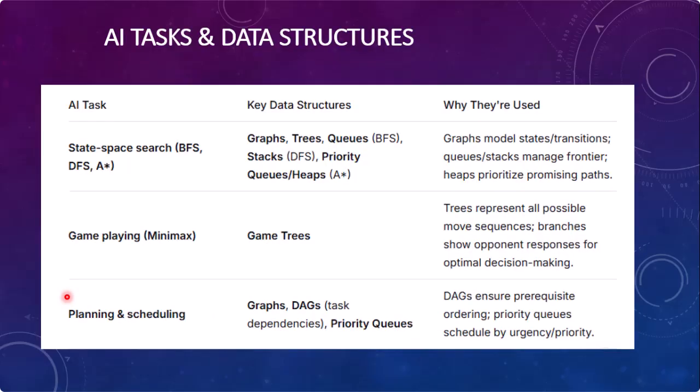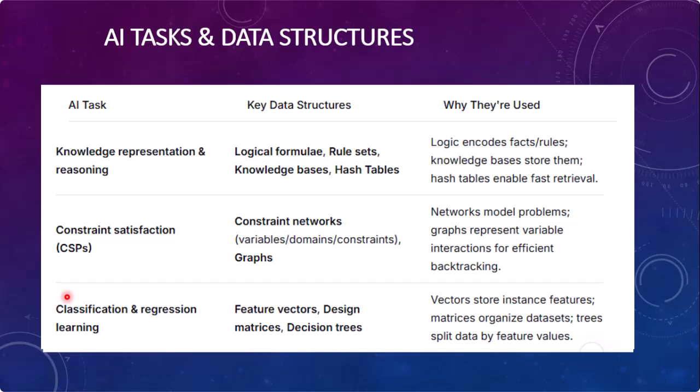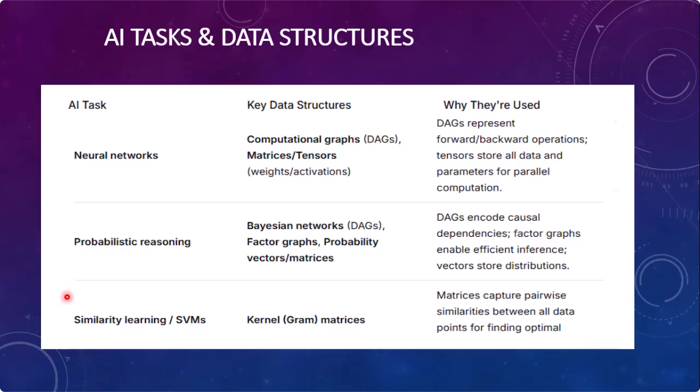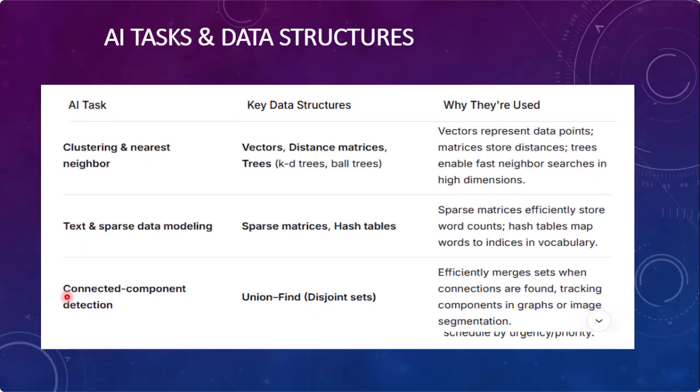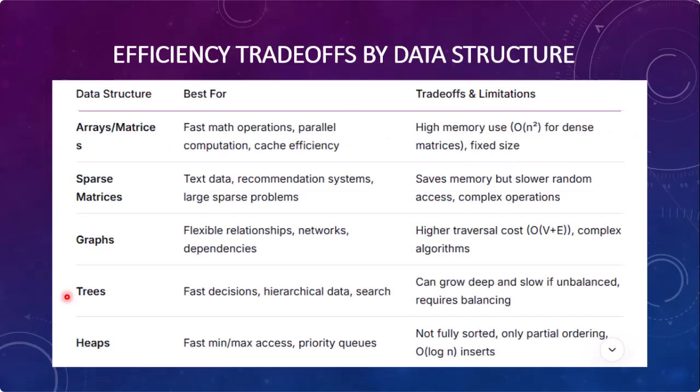Now let's look at AI tasks and data structures. For search, we use trees and graphs. For machine learning, we use tensors and matrices. For reasoning, we use logic and rules, and so on and so forth. We must also consider efficiency trade-offs. Using a complex tensor for a simple task wastes memory, while using a simple list for a complex search might make the AI too slow.